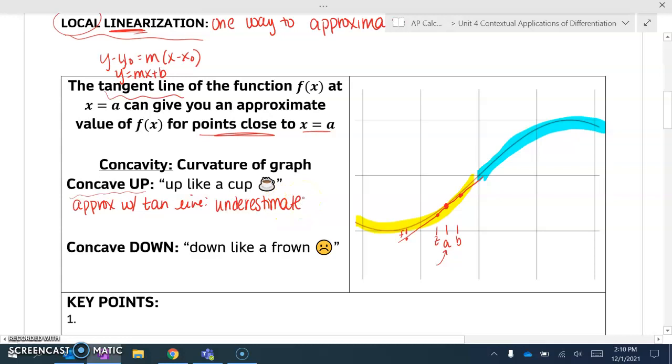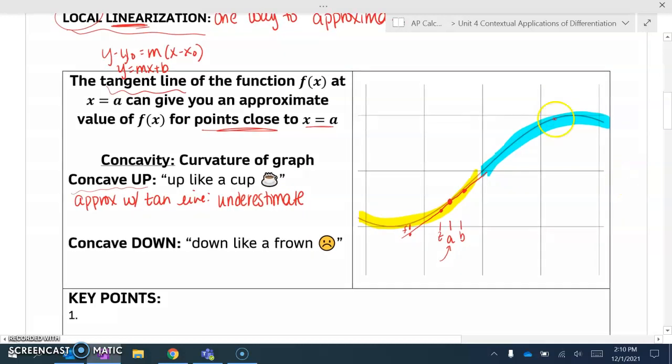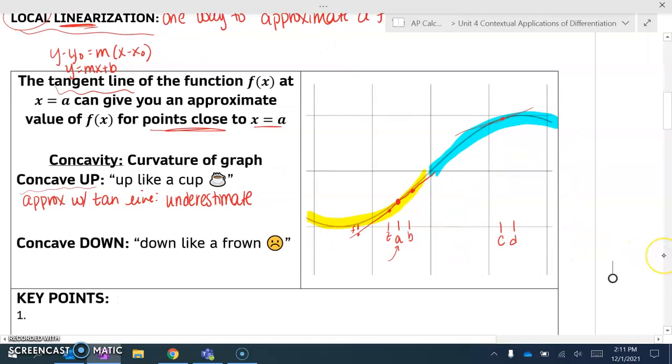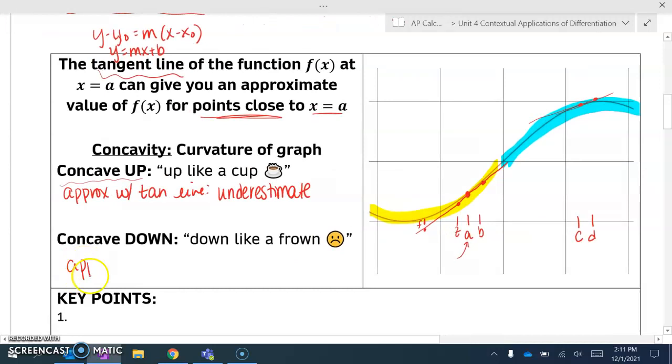Similarly, if I go to a portion that's concave down, let's go over here, and I'm going to call this point C. If I draw in my tangent line there, I can use that to find or estimate points nearby, like D. Now here, my approximation with my tangent lines will always be an overestimate. You can see that the tangent line is always above the function, so all of your estimates will be above the actual value in the real function.